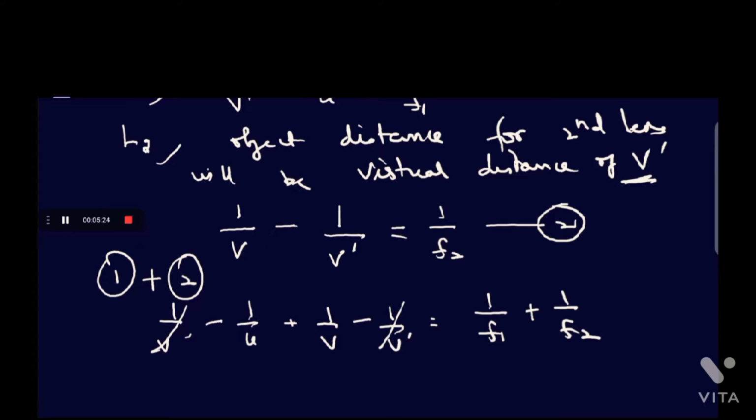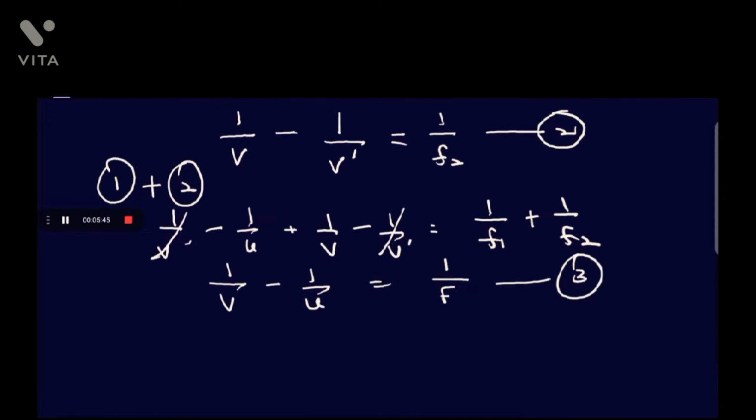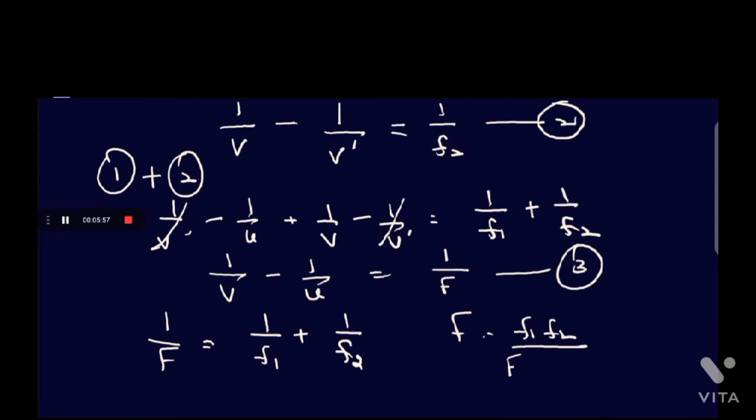This 1 by V dash minus 1 by V dash is getting cancelled, and then you have 1 by V minus 1 by U, which is equivalent to 1 by the reciprocal of focal length, right? Because this 1 by f1 plus 1 by f2 is taken as a combination of the two focal lengths and can be written as 1 by f, which I can take as the third equation. What is this 1 by f? The combination of focal length of the lenses, 1 by f1 plus 1 by f2. So capital F can be f1 f2 divided by f1 plus f2, right?